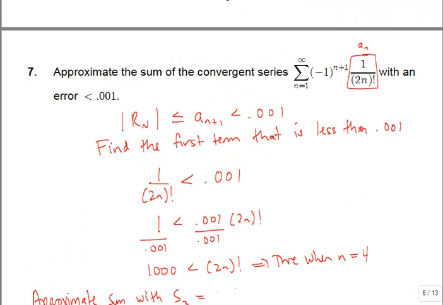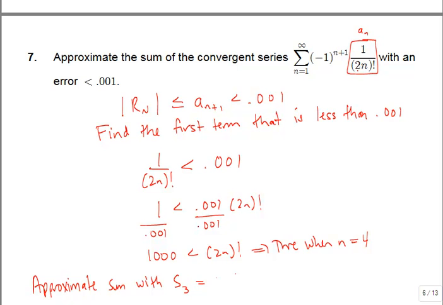If I look at my sum up here, when n is 1, this is 1 over 2 factorial, which is just a half. And when n is 1 for this power, negative 1 squared is positive. When n is 2, this becomes negative, and I get 1 over 4 factorial, and it's a minus. And when n is 3, this becomes 1 over 6 factorial, and 3 plus 1 is 4, which is even, so this goes back to being positive.